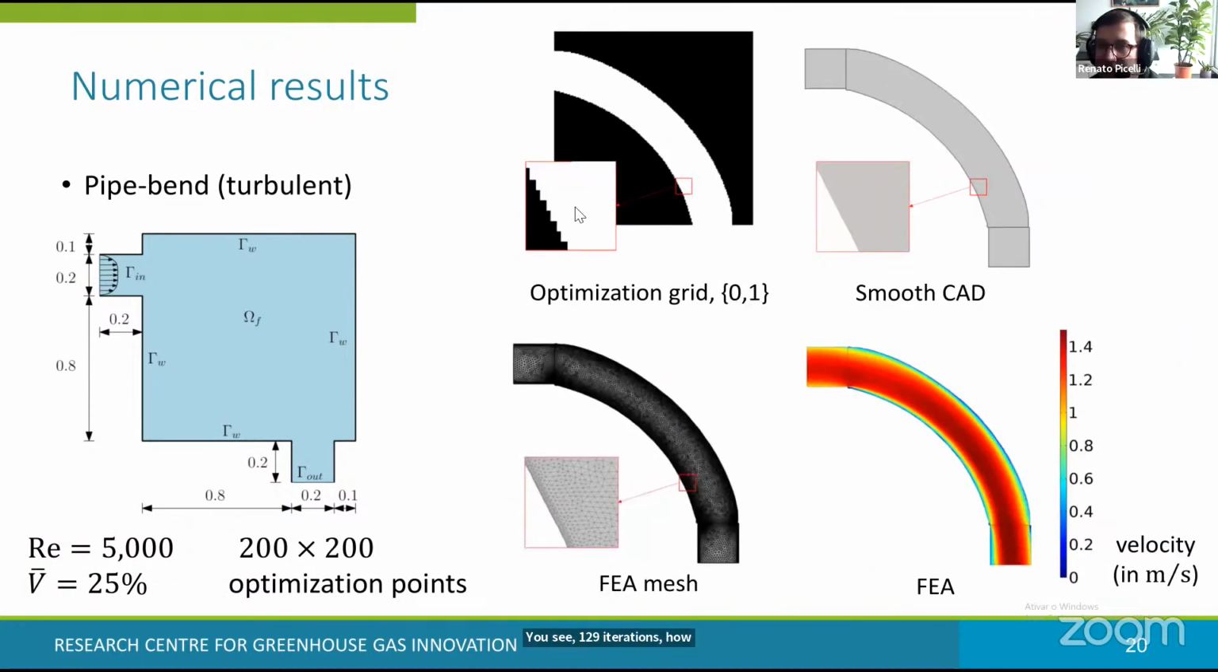Here, the key idea is illustrated again. For the final pipe bend solution, you see the optimization grid in 0, 1. Remember, the optimization grid is kept fixed. So you have a 0, 1 black and white solution. And then we extract a smooth CAD. Extracting the smooth CAD can be done in different ways. We are experimenting with different methods nowadays, after we published this work. And you see here the nice CFD mesh. We are modeling the boundary layers, etc., and the final solution.